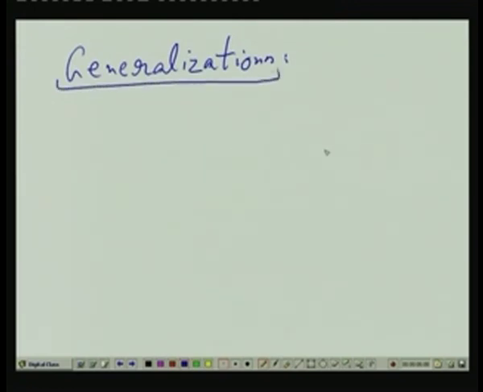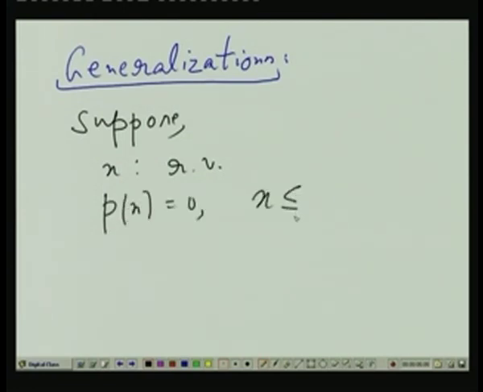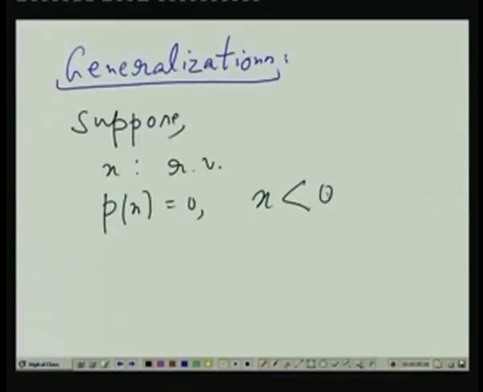Now, consider a more general result. Suppose this is given that x is a random variable, but p of x equal to 0 for x less than 0, not less than equal to 0. That means x always takes values either 0 or positive, or x always takes values which are either positive or 0. X is always non-negative. Okay.